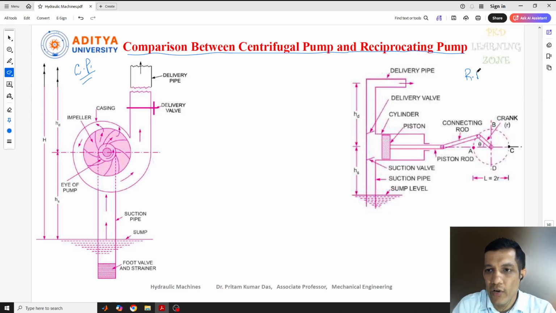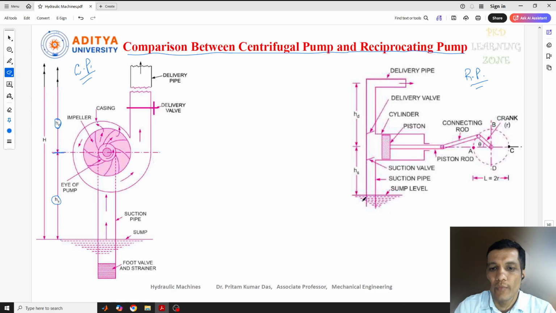The working principle we have already discussed, and these are the components used: the suction pipe, here the sump level, the eye of the pump, the impeller, the casing, the delivery pipe, and the delivery valve. This is a long pipe, and the total distance from here to the delivery pipe is HD, the delivery head, and this is the suction head. The total is the total head H. This is from the sump level to the center of the pump.